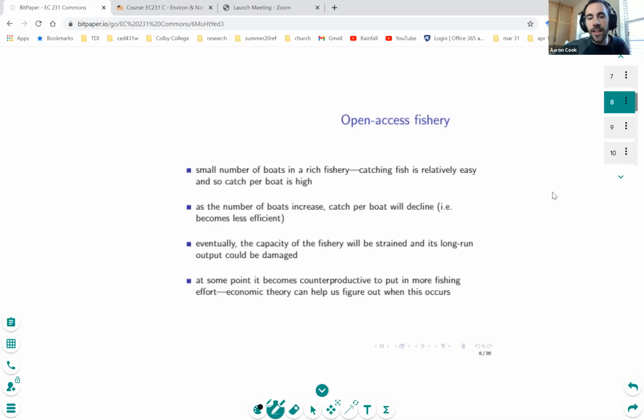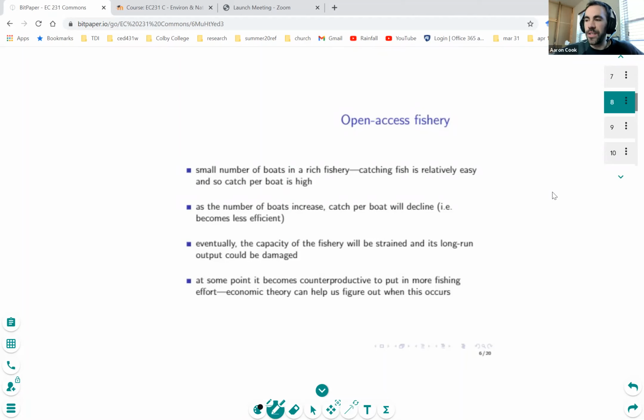Okay, and then in the long run, it's possible for the total production to actually go down because you've damaged the capacity of the fishery to replenish itself. You've overharvested and put some strains on the fishery.